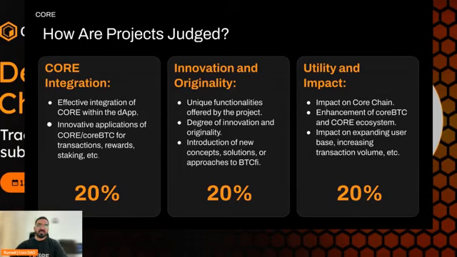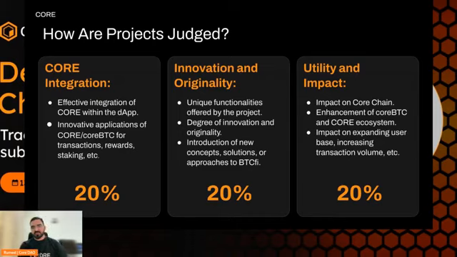Innovation and originality: how unique are the functionalities offered by the project, the degree of innovation and originality. It does not mean that you copy the code from GitHub, fork the project, just change the UI and submit it. If you are doing it like this, you have to add some innovative things and unique functionalities to the project so it can be acceptable. Also, the introduction of a new concept, solution or approach to BTC5, that is, how your application is adding value to the BTC5 ecosystem.